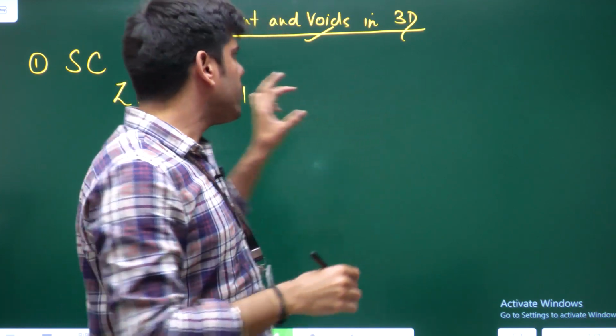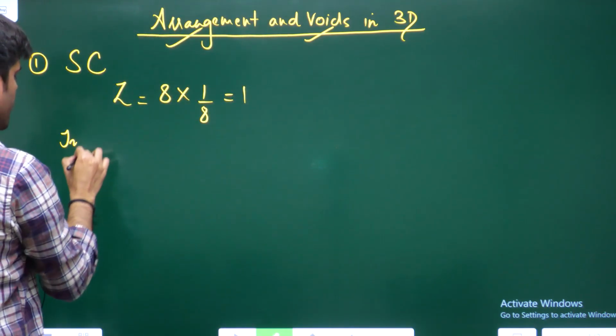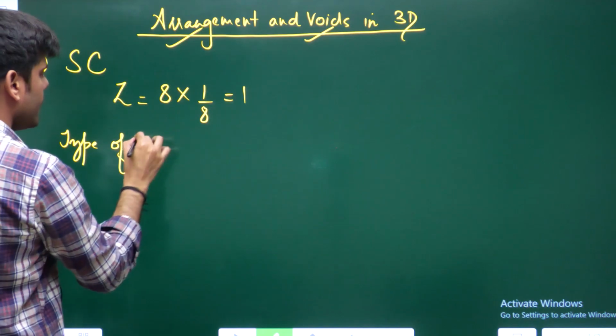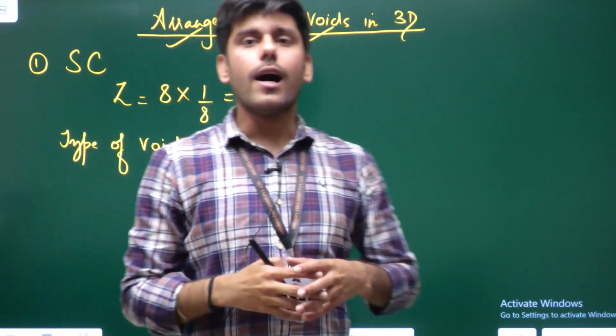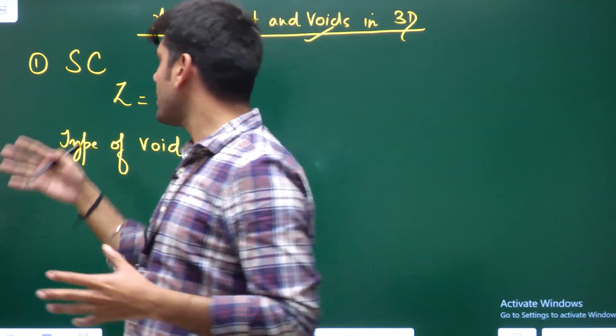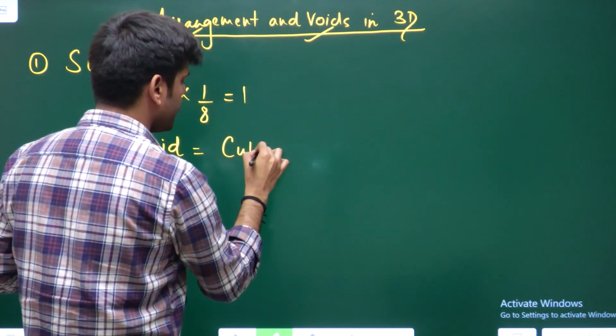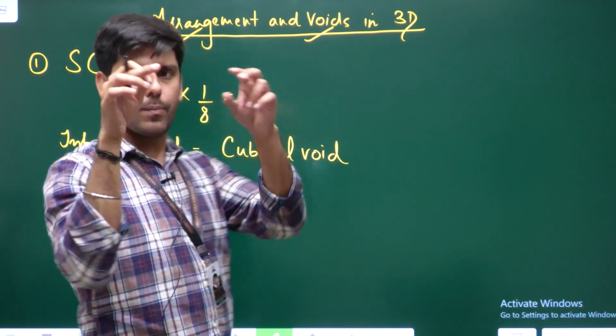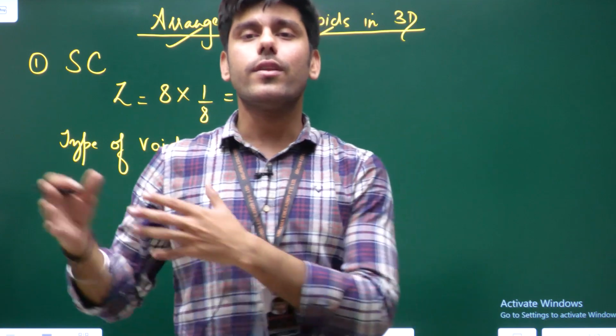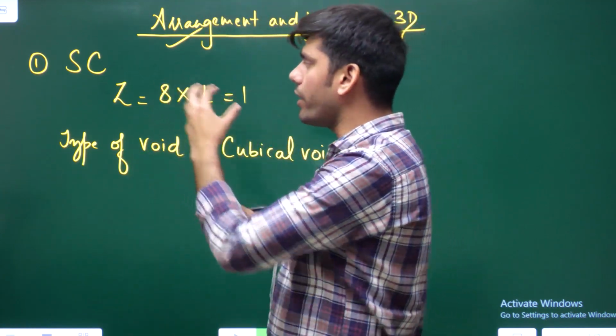Now if I talk about the type of void, then it's simple that it has a cubical void. So what is the type of void? It's a cubical void, because you know the entire space inside the cube is empty. So that is basically a cubical void.